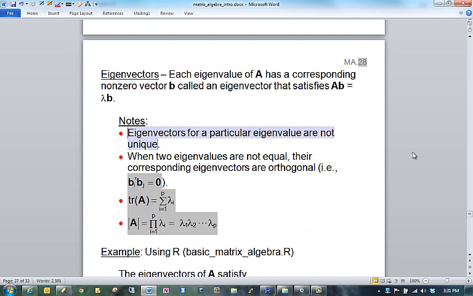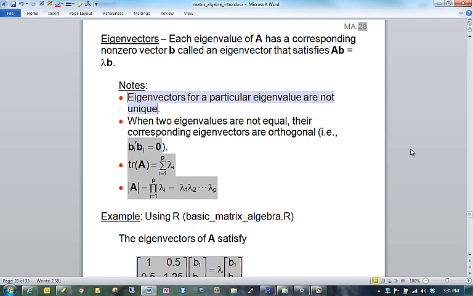So let's talk about what eigenvectors are. Well, each eigenvalue of A, so these lambdas, has a corresponding non-zero vector. Let's just call it B. It's p by 1 in dimension. And this is called an eigenvector, and it satisfies the following: if I take A times B, I get lambda times B.